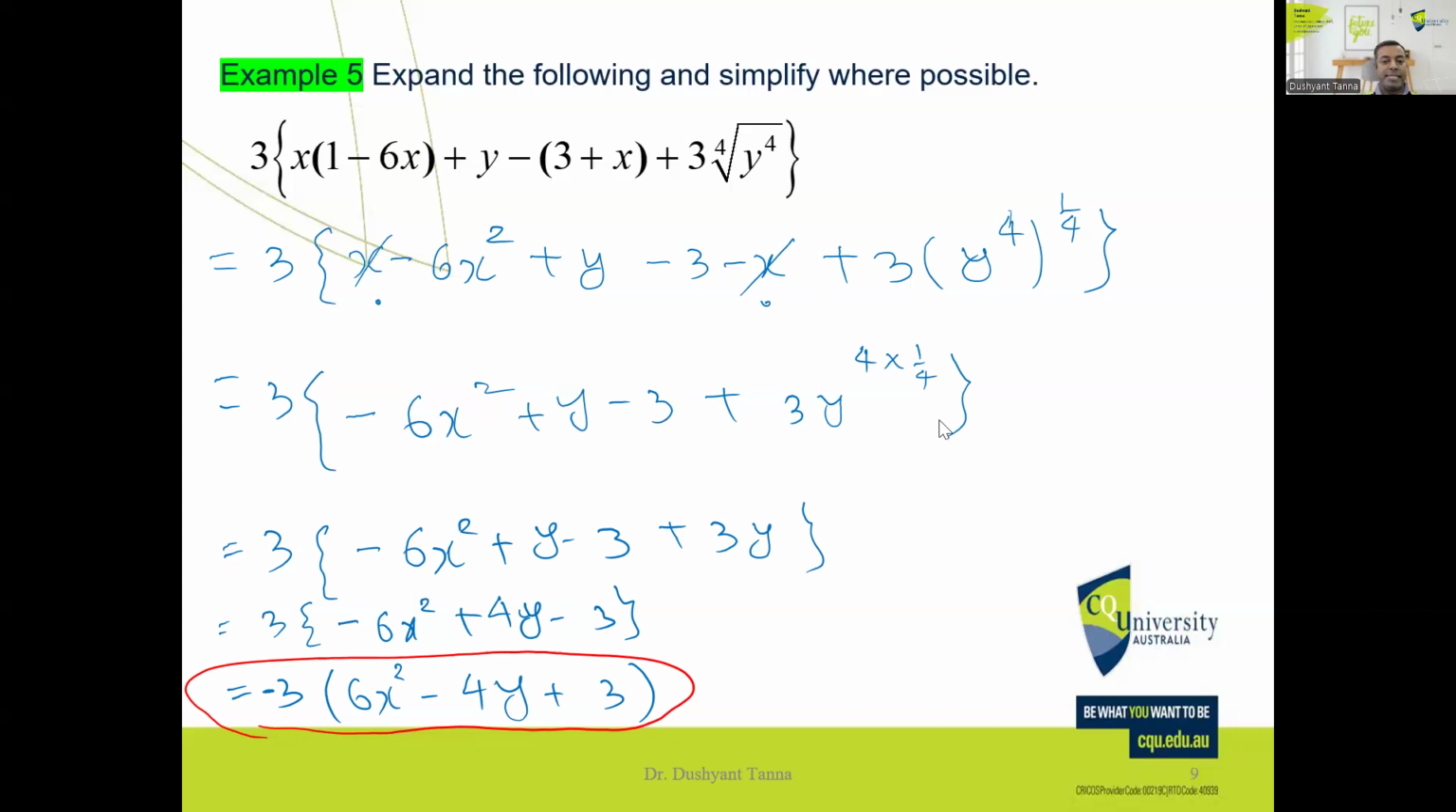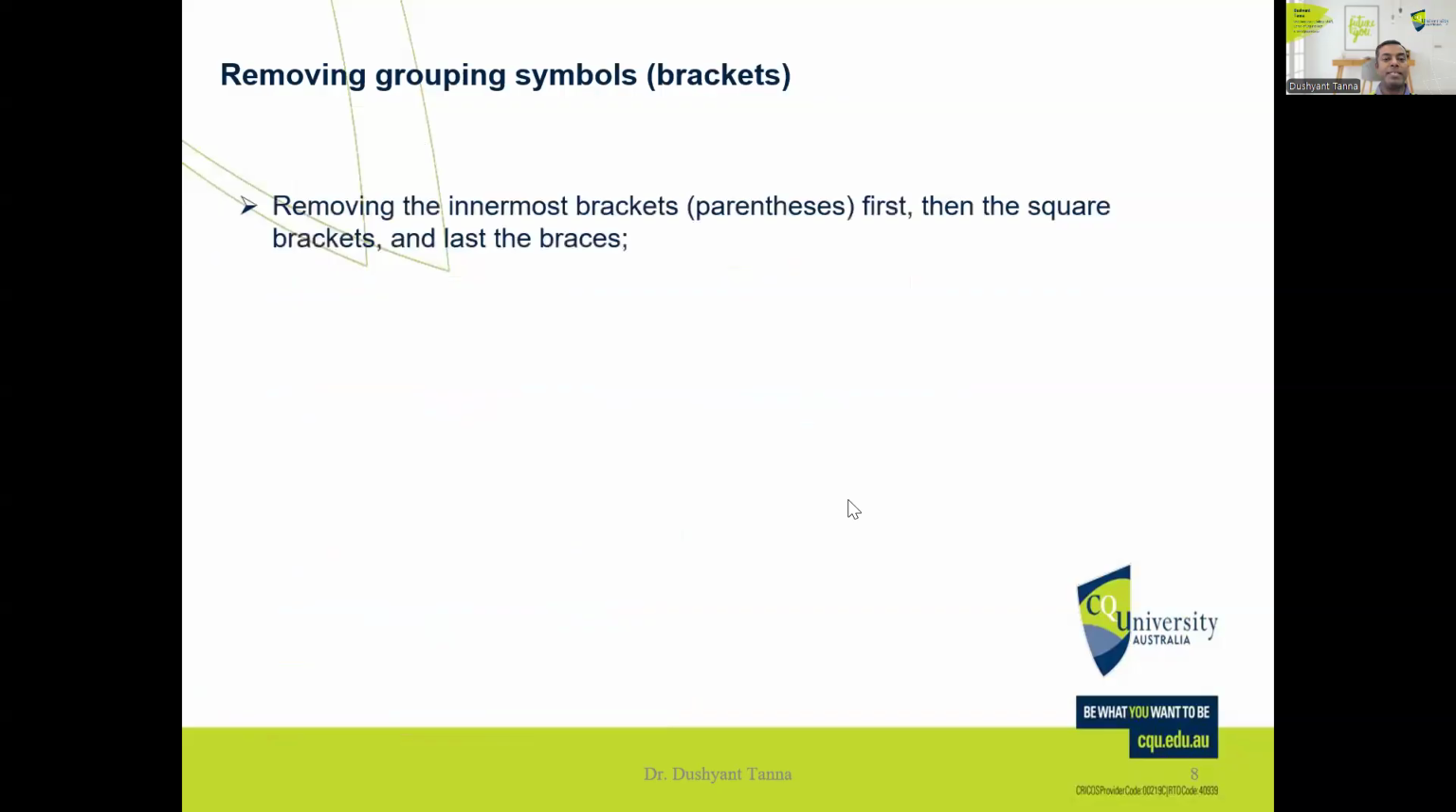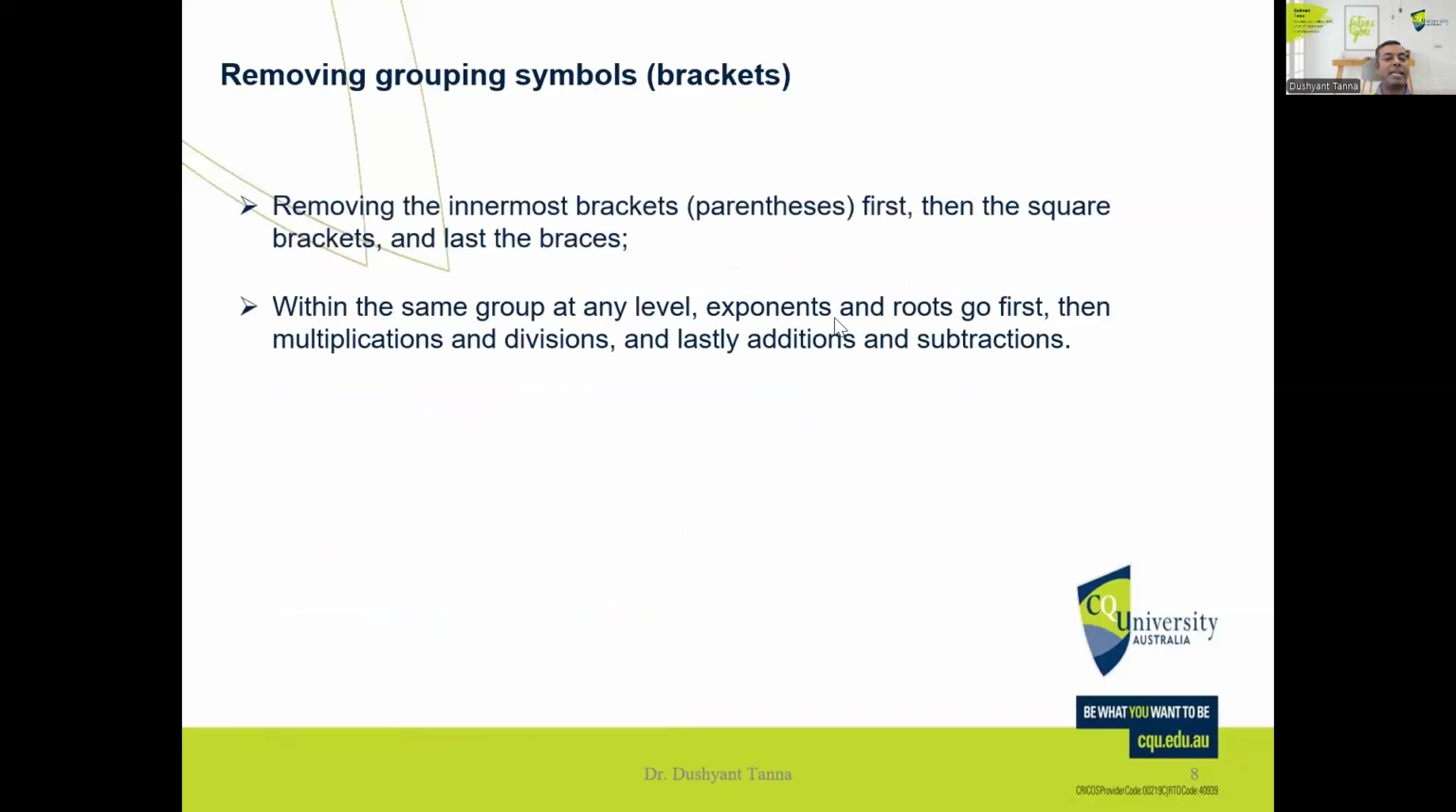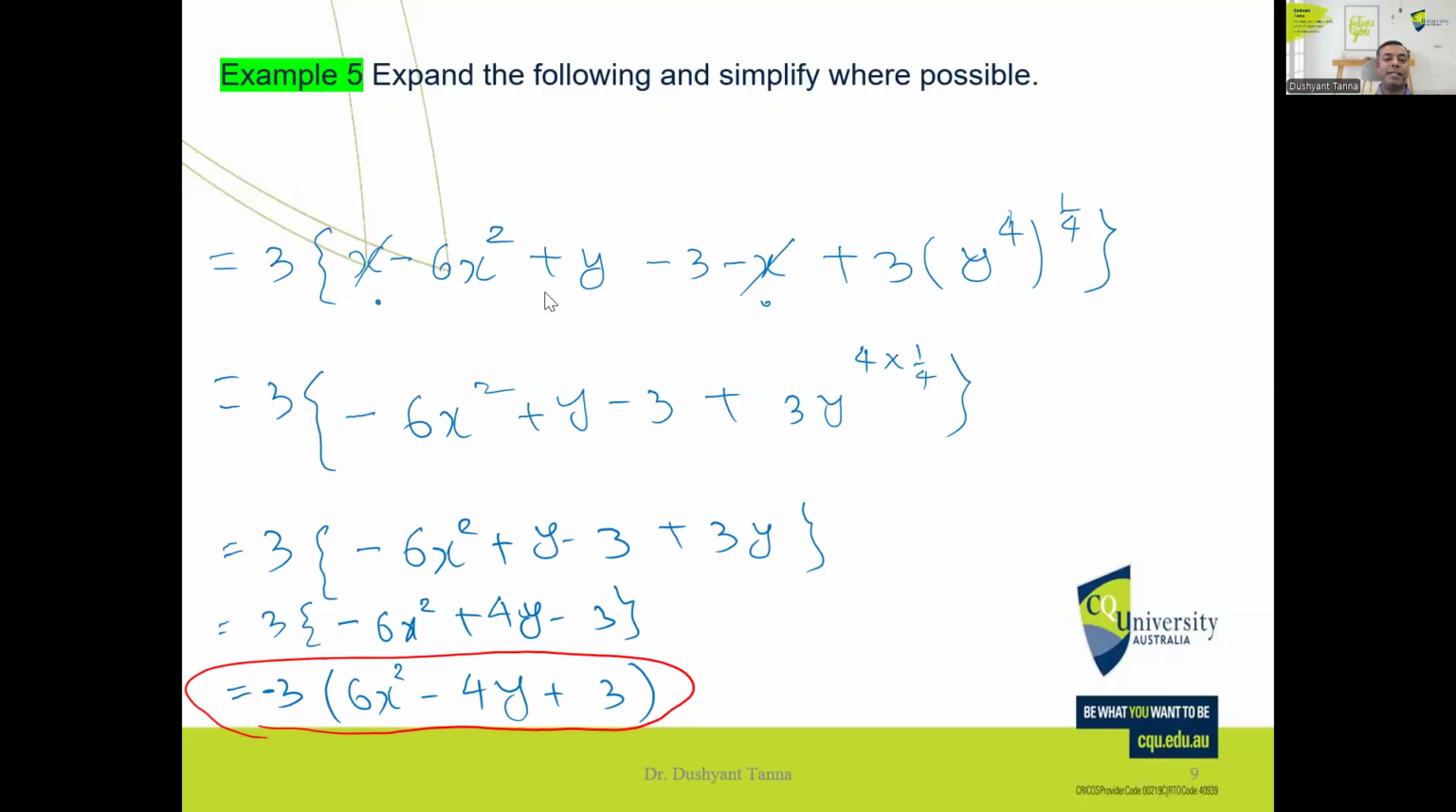Right. So I believe it's easy. If you go back to this step here, what does it say? Within the same group at any level. So it's not that complex here, but if you were here, then you follow, first of all, the multiplication and then simplification. This is indices.